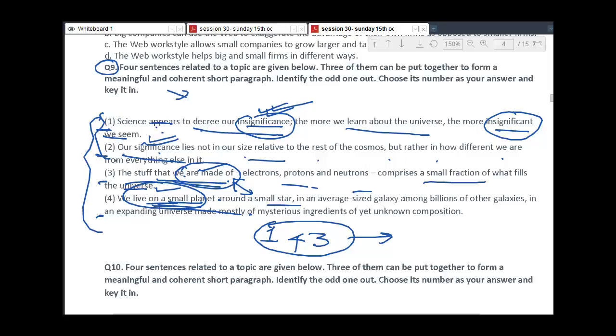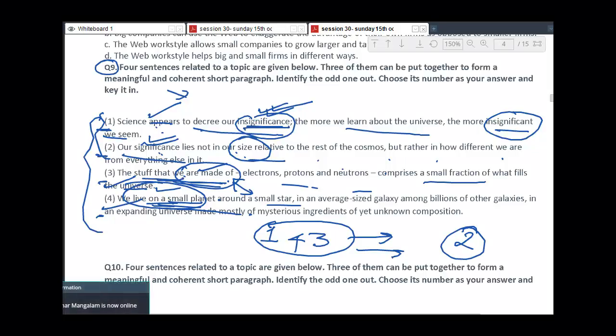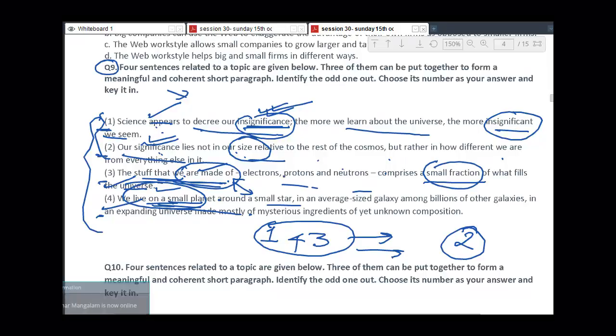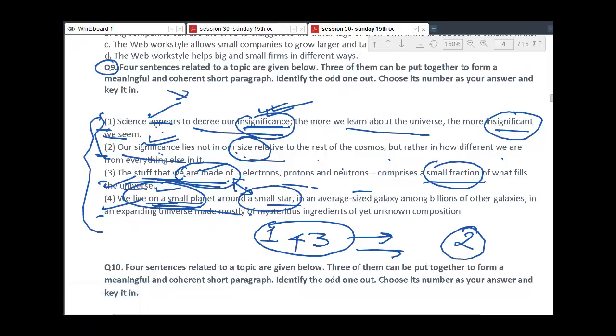But when I come to 2, it says here our significance lies not in our size, but in how different we are. So all of a sudden the author takes a U-turn and says, you know, the significance lies not in our size, but in what we are made up of. So what I get a feeling is that this can be a continuation of the idea, but the answer has to be 2. Because statement 1, statement 3, and statement 4, they all speak that we are insignificant, we are small, it's a small fraction, and we are around a small star, we are very ordinary people.